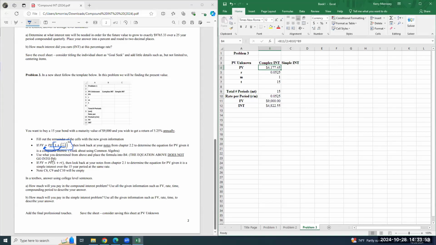I think there is a slight mistake on this. It should say the equation above does not go into, instead of D4, I think it means B4. So this equation is not going in B4. We needed to, as you see, manipulate it into the equation here.